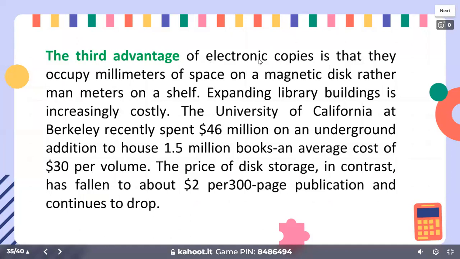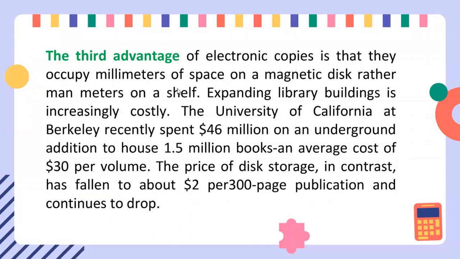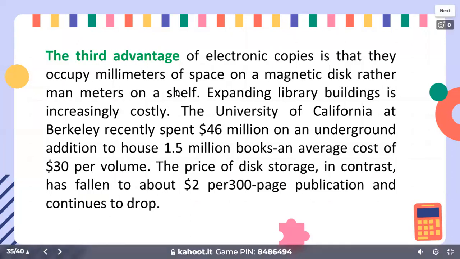Now the third advantage of electronic copies is that they occupy millimeters. Now this is the third advantage. So they occupy millimeters of space on a magnetic disk rather than meters on a shelf. Now this is the question of space. Okay. Now it means that electronic libraries won't occupy a lot of space. Well, this is the third advantage.